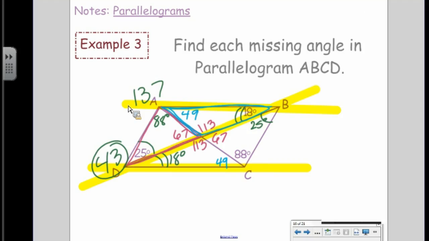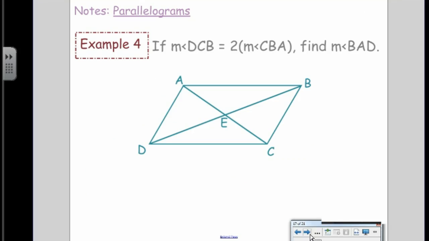Okay, let's keep going. Okay, next example. DCB is double the measure of CBA. Find the measure of BAD. Ooh, this is a good K-level problem. We know when we have a ratio of angles or a ratio of sides, it helps to use the letter x, to use a variable to help us represent them.